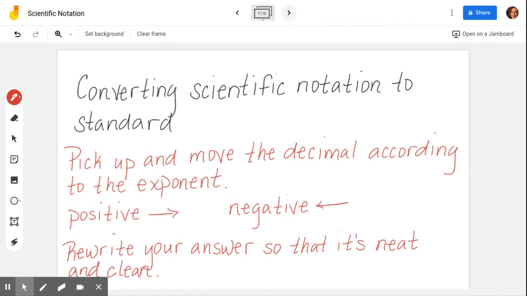When I want to convert from scientific to standard, I'm going to pick up the decimal and I'm going to move it however many my exponent says to move it. If the exponent was positive, it's telling me to move right. If my exponent was negative, it's telling me to move left. The last thing that I want you to do is rewrite your answer so that it's nice and neat and easy to read. You'll see that when I move mine, I do these little loops down below and I fill in gaps with zeros. You need to rewrite it so that you don't have any little loops or markings to yourself. You don't want to have the old decimal in there. You only want to have the final one where it lands. So it's really important to clean up your answer.